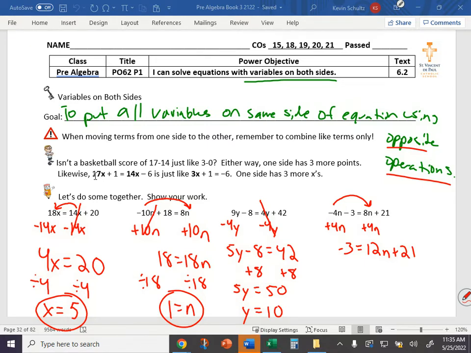We have a two-step equation, so now we want to start with our constant and move it to the other side. Second step, multiply and divide. Jeffrey, tell me what to do. Start with the constant, the 21. Subtract 21. That variable term gets dealt with last. So negative 3 minus 21 is negative 24, and that equals 12n.